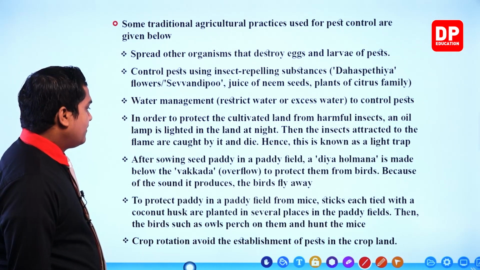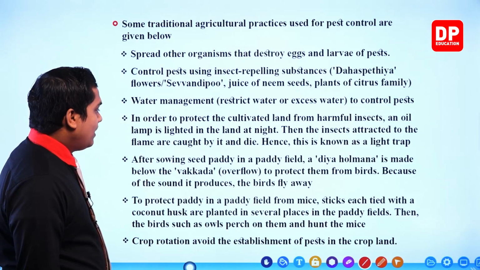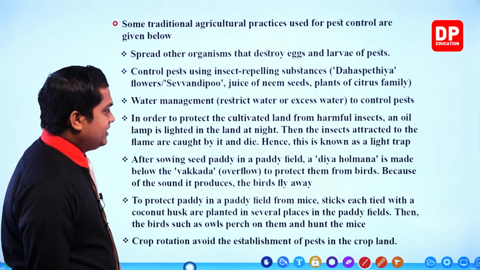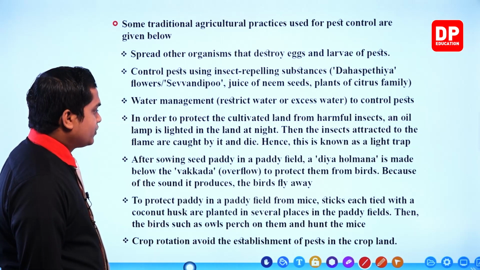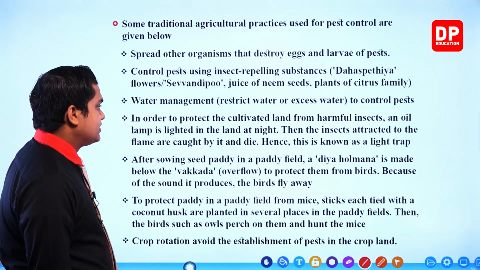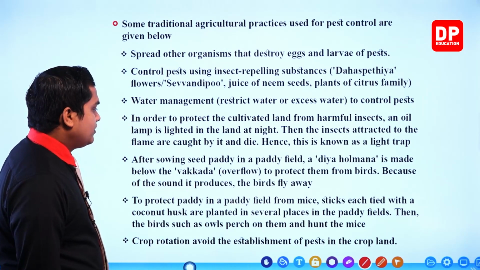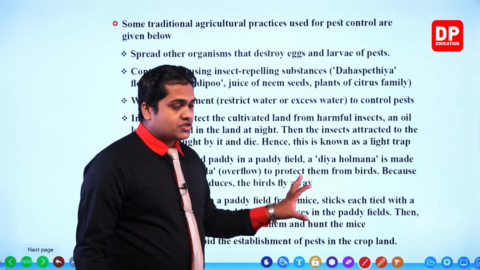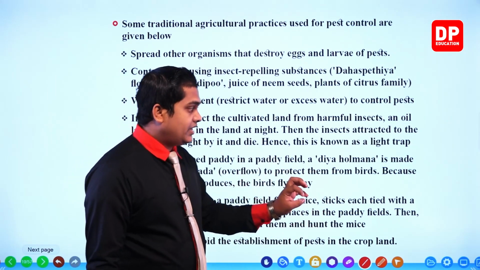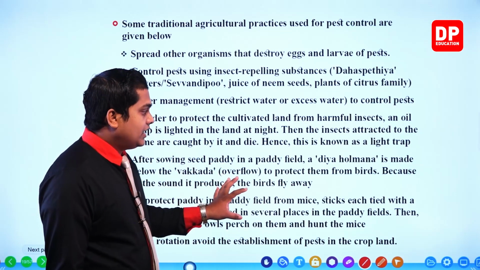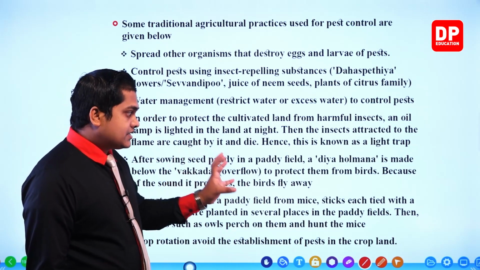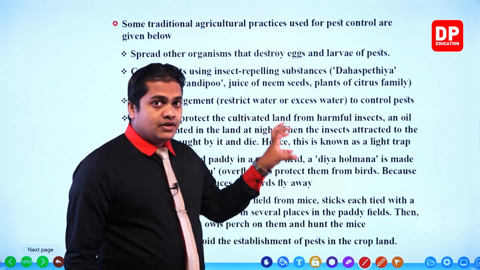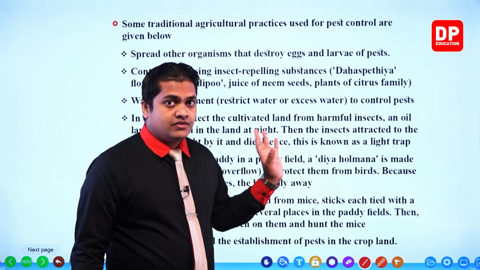After sowing seed in a paddy field, a diaholmana is made below the vakkada overflow to protect them from birds. Because of the sound it produces, the birds fly away. Alright. Now this is another structure which is called diaholmana, made below the vakkada. Okay. So from that a sound is getting produced. Because of that, my dear children, what will happen? The birds will fly away because of the heavy sound.